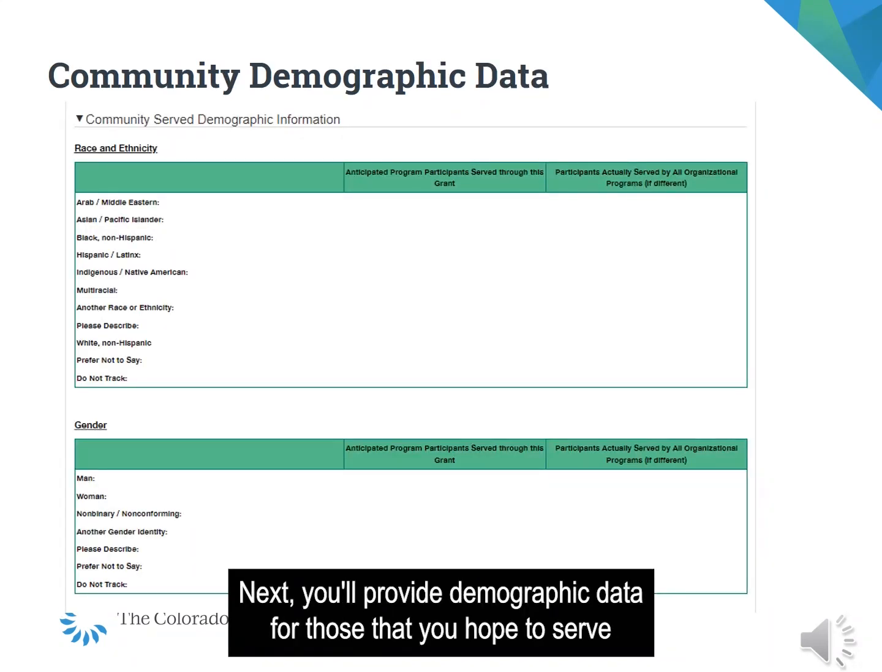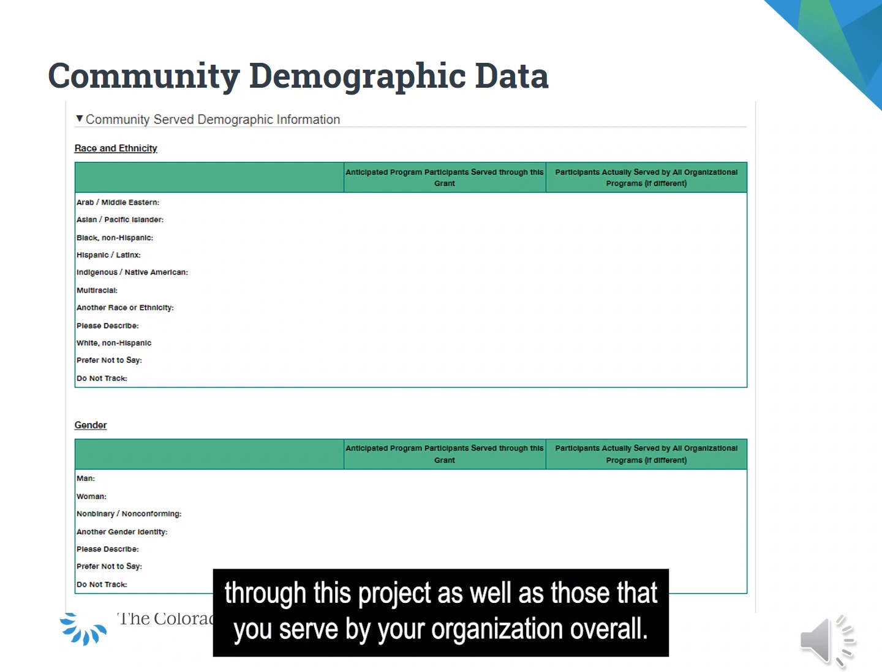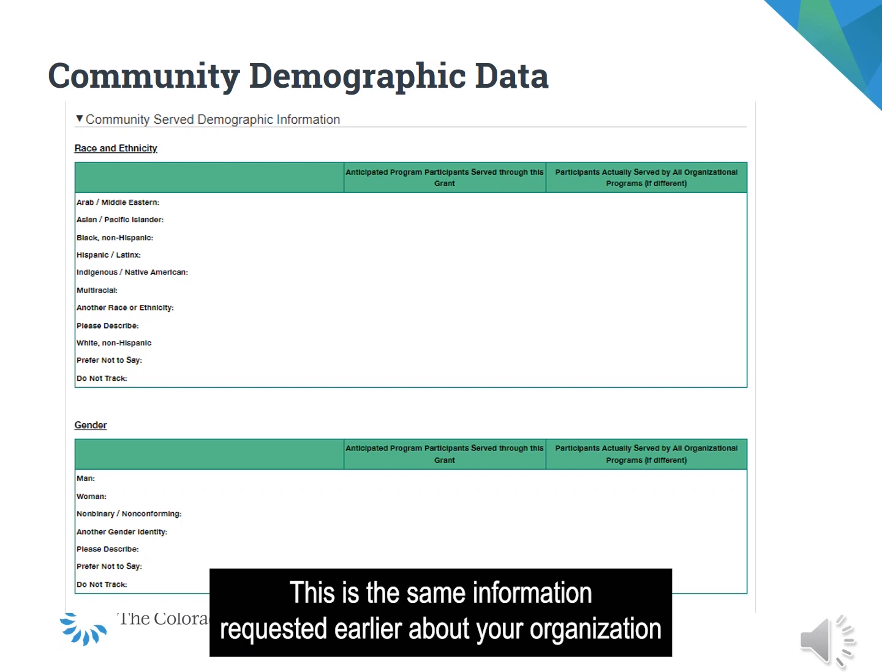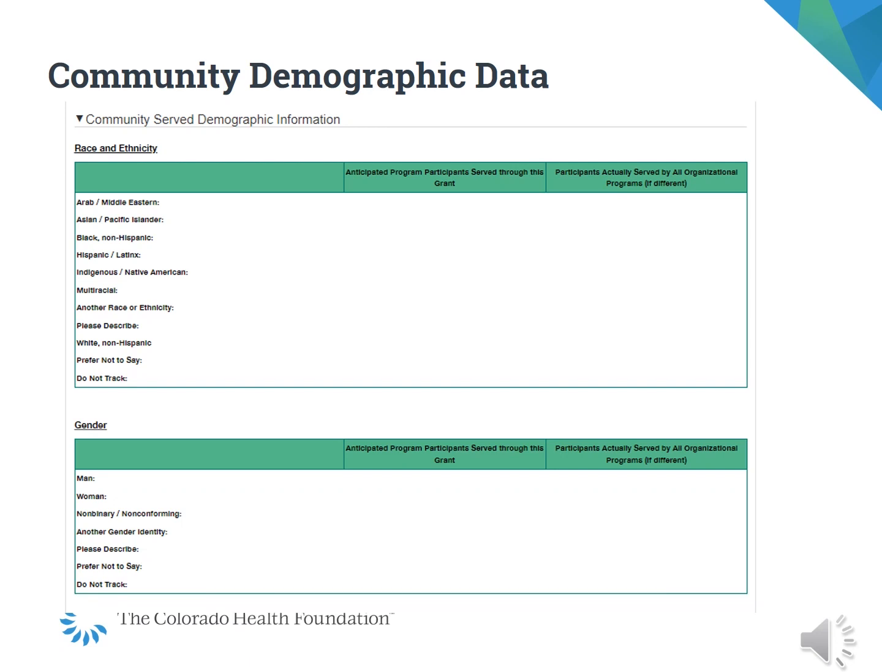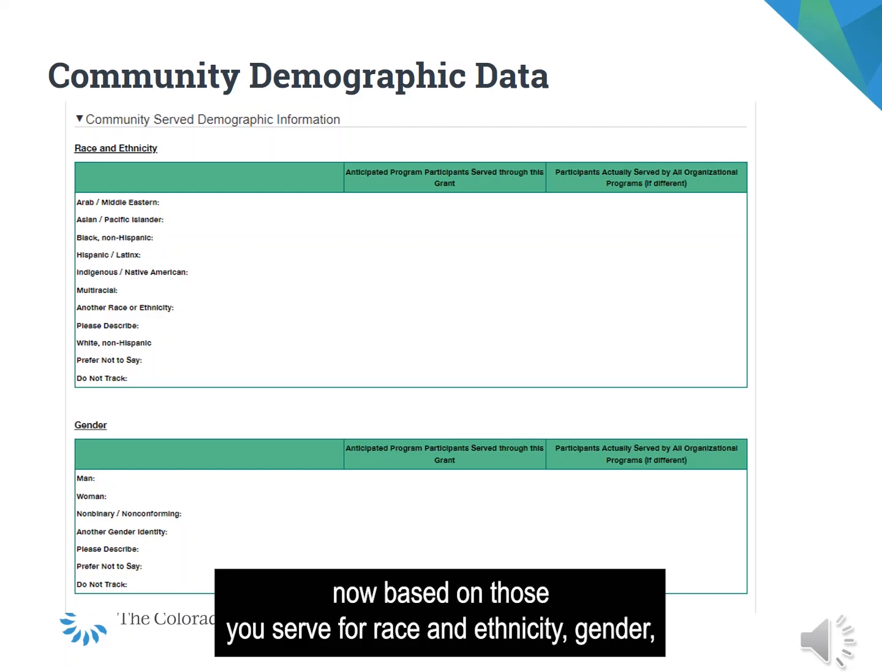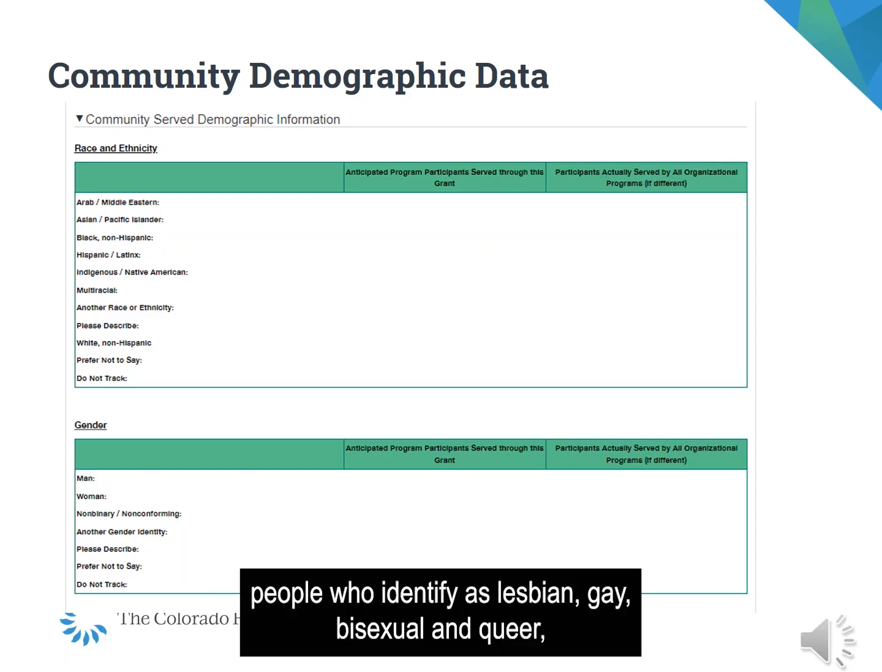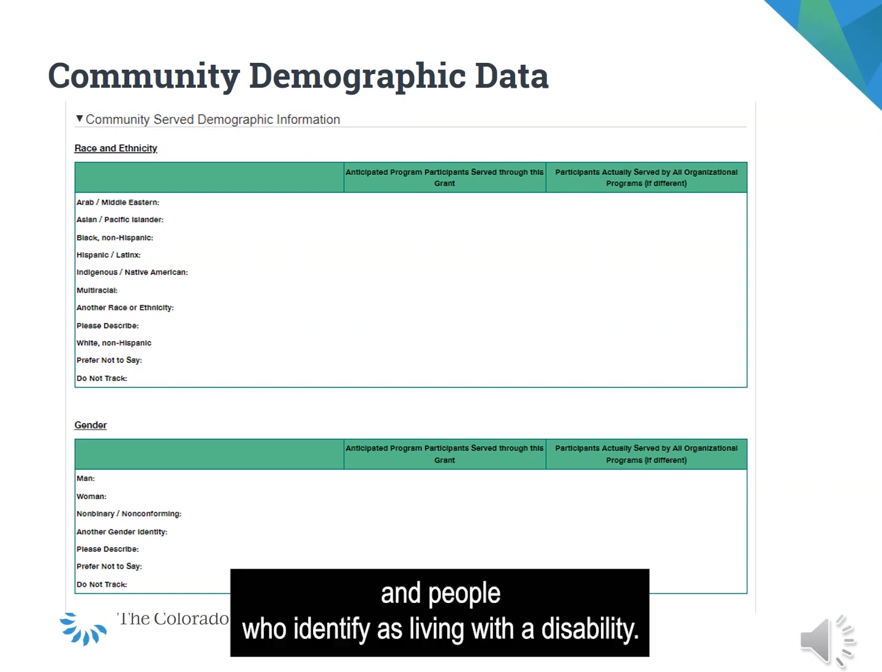Next, you'll provide demographic data for those that you hope to serve through this project, as well as those that you serve by your organization overall. This is the same information requested earlier about your organization, now based on those you serve for race and ethnicity, gender, people who identify as lesbian, gay, bisexual, and queer, and people who identify as living with a disability.